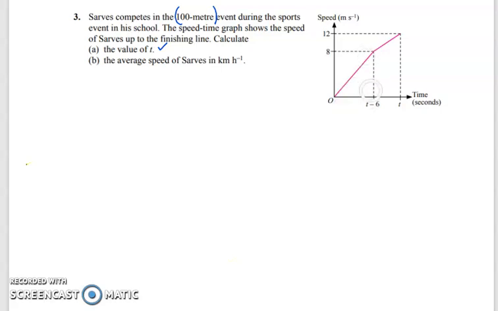Remember that the area under the graph is equal to distance travelled. So we know one thing for sure, the distance travelled is equal to the area under the graph. And the distance travelled by Sarvez here is 100 meters, right? And for the area under the graph, this graph here can be divided into two shapes. First is the triangle and the second shape is the trapezium.